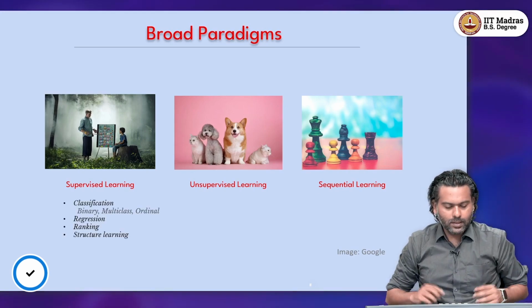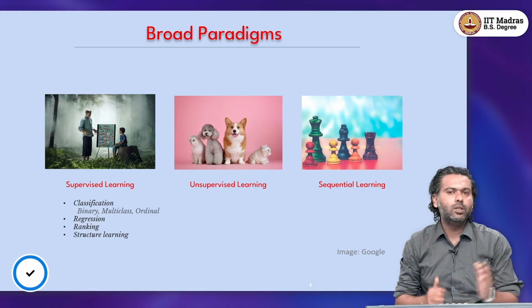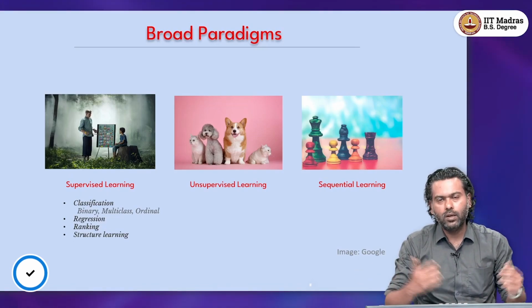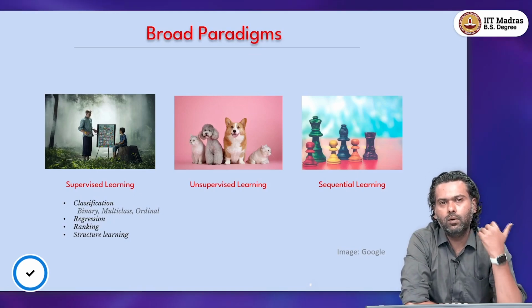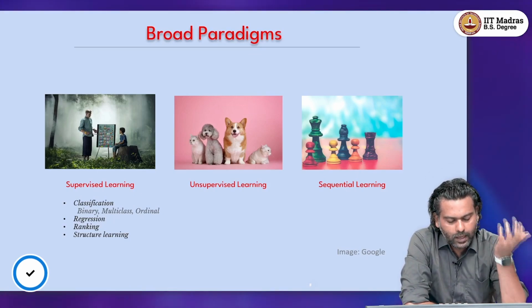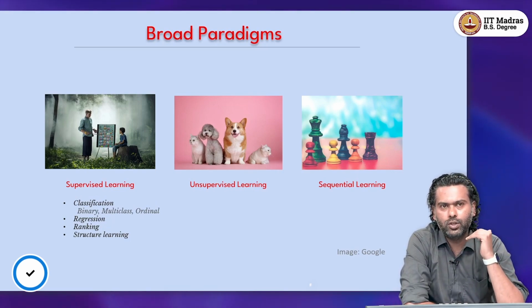So now let's talk a little bit about what the types of sub-problems are in each of these broad paradigms, and then I'll give you a lot of examples and we can figure out for ourselves which of these broader paradigms that problem belongs to. In supervised learning, you have multiple problems like classification, regression, ranking, and so on.